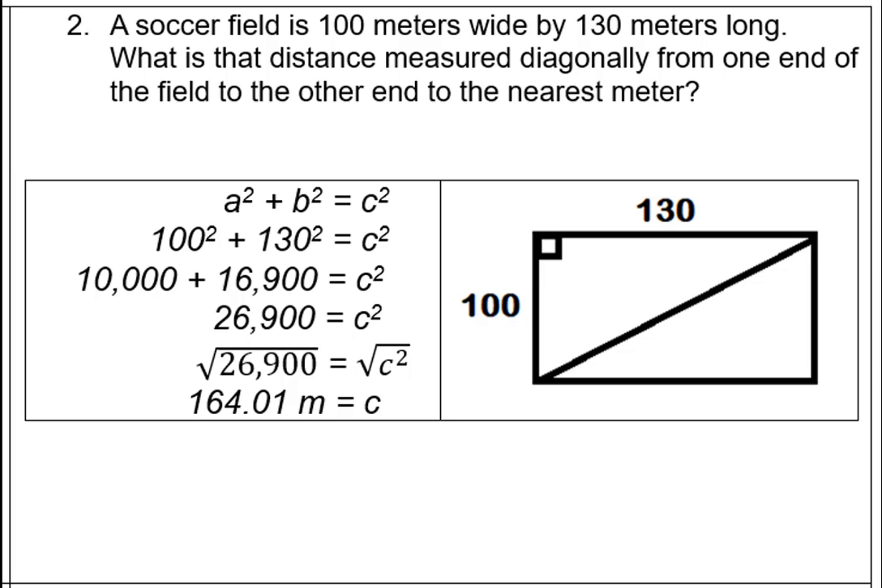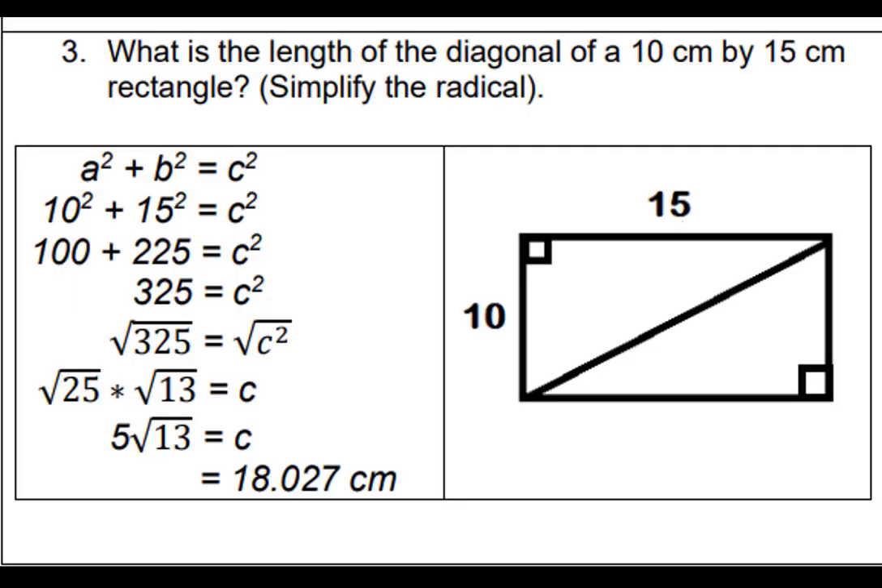Let's try another one. How about a rectangle? Let's say we have a rectangle that is 10 centimeters by 15 centimeters, and we want to find the diagonal. If I draw a line from one corner to the other, how long is that line? If you cut that rectangle in half with that diagonal, you get 2 right triangles. So we can use the Pythagorean theorem to figure out the length of that diagonal, and we get approximately 18.027 centimeters.